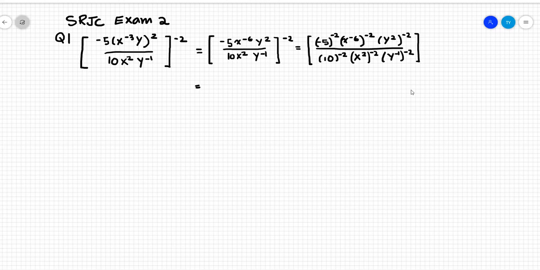We'll take care of that a little bit later, but let's just take care of all the exponents on the variables here. So here on the left, I have minus 5 to the negative 2. The next term is going to be minus 6 times minus 2, so that will be x to the 12. And then you got y to the square times minus 2, you get y to the negative 4.